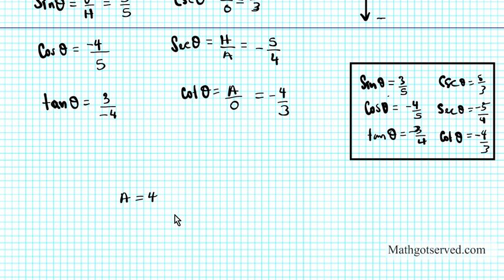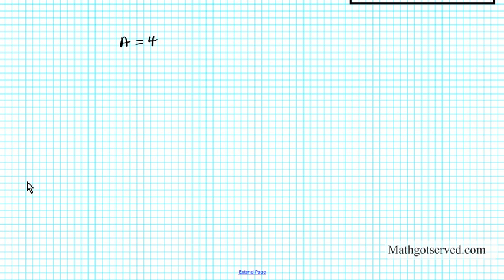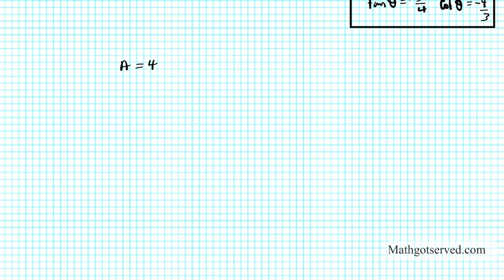Alright, let's move on to question number 2. So for question 2, we have the ratio tan, and this time we're going to deal with tan. So for number 2, we have tan theta equals negative the square root of 3 over 5. Okay?